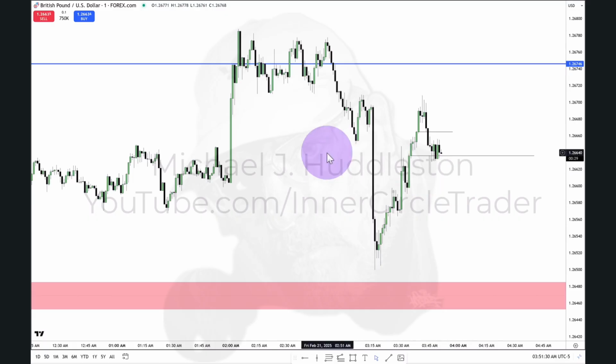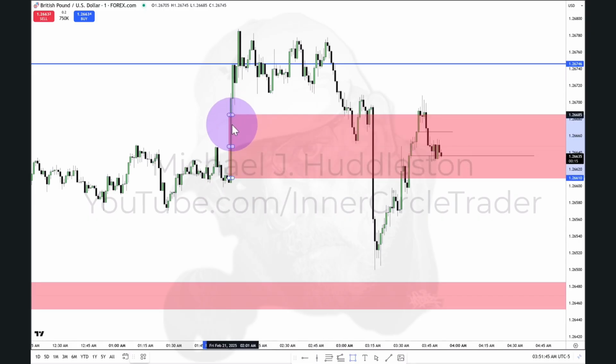So part of buy side imbalance, sell side inefficiency. If you look at it like this, I just picked up on my... yeah, there we go. That's what we're looking for.